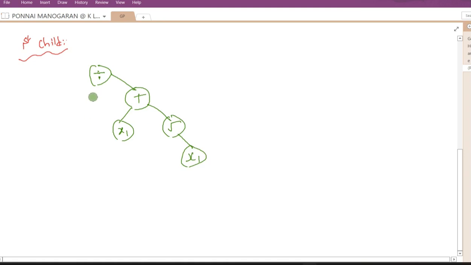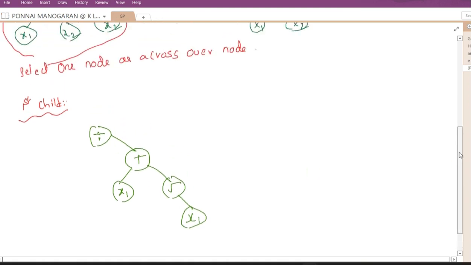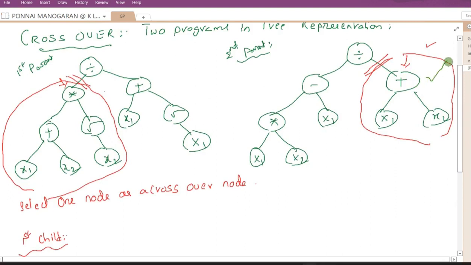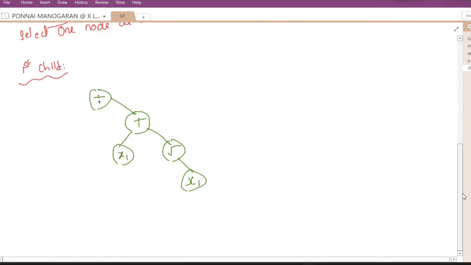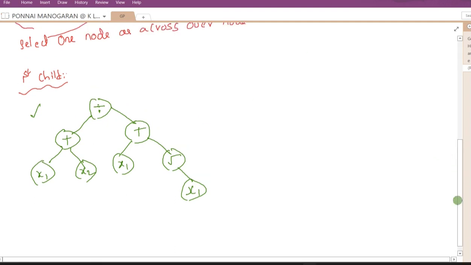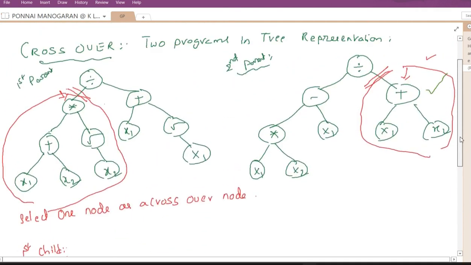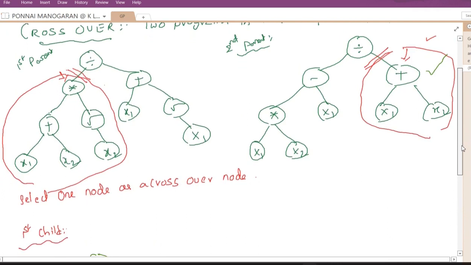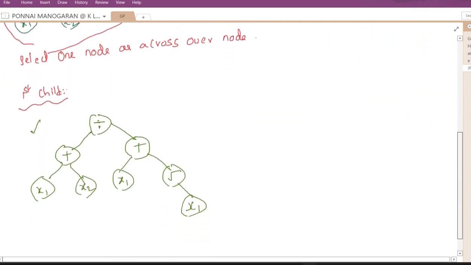x1. So now what you have to do means, you have to take this part and merge it with the first parent. So I hope it is very clear. Just you have to merge it. x1, x2. So this is how the first child is constructed. So you can see how the first parent is changed. So you can see the change, how the first child is produced.